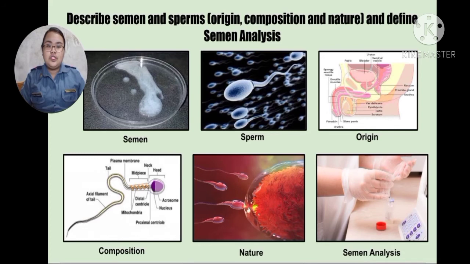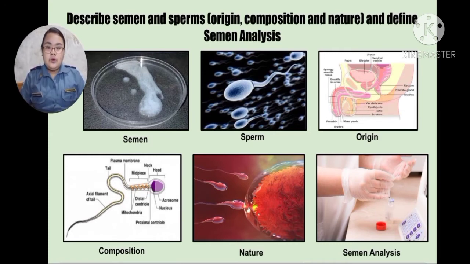Next sa composition. Meron daw pong 3 main parts ito. Yung head, which nagko-contain po ng nucleus. The head also contains enzymes na nakakatulong daw po sa sperm para mapunit yung cell membrane ng isang egg. Next, sa midpiece naman daw po, tinatawag din daw po itong mitochondria. Ano po yung mitochondria? Ito daw po yung organelle cells na nagpo-produce ng energy. Yung sperm daw po is ginagamit niya yung midpiece niya or yung mitochondria niya para makagalaw.